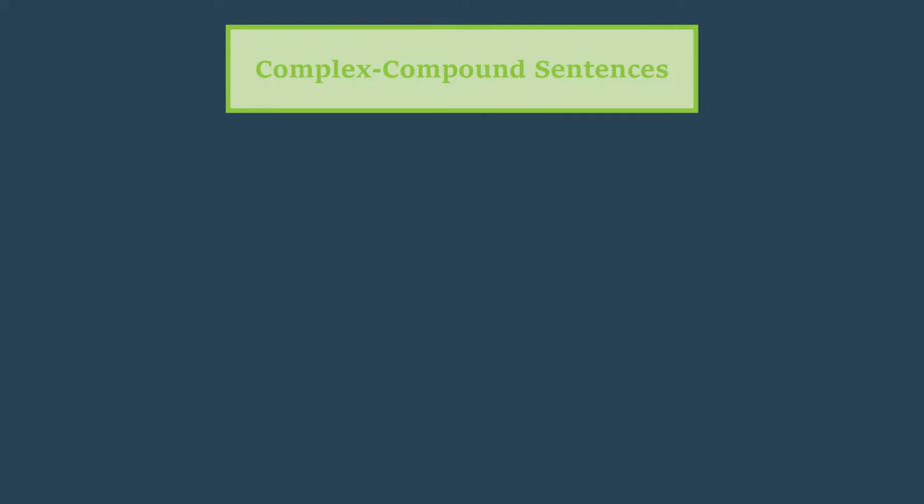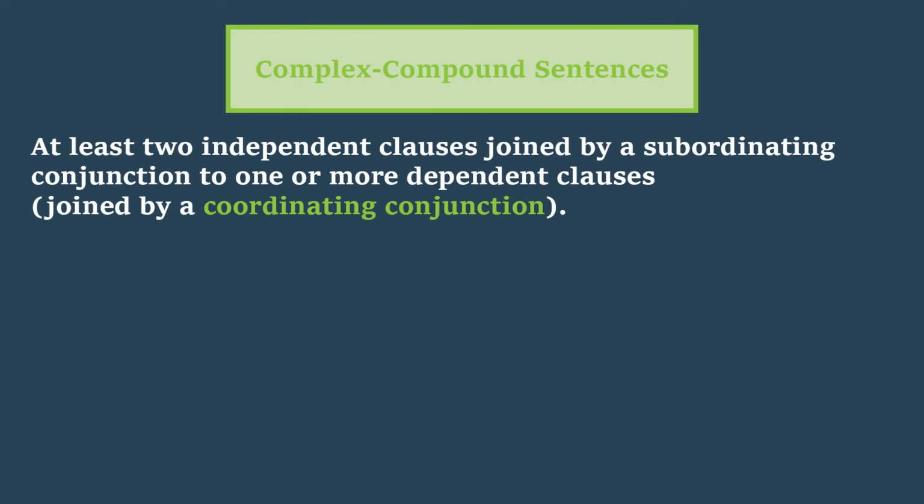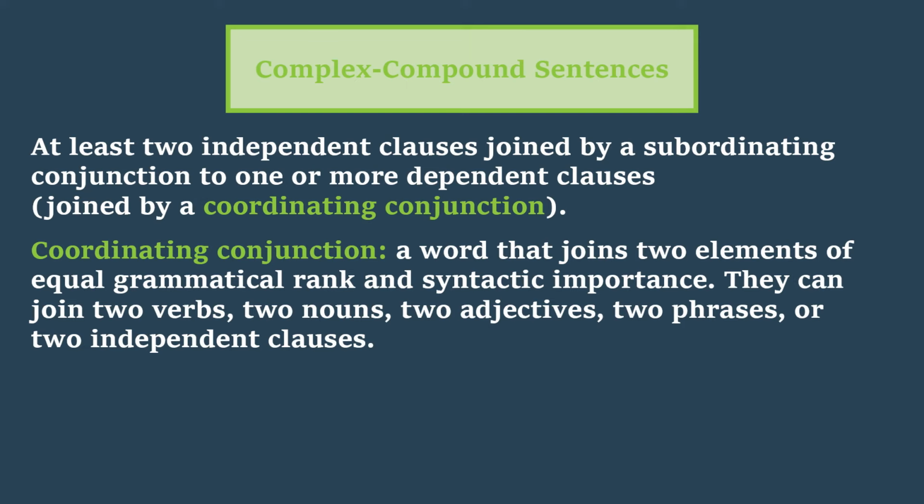Last one, okay? The last one is a complex compound sentence. This type of sentence consists of 2 independent clauses joined by a subordinating conjunction to one or more dependent clauses joined by a coordinating conjunction. A coordinating conjunction is a word that joins 2 elements of equal grammatical rank and syntactic importance.